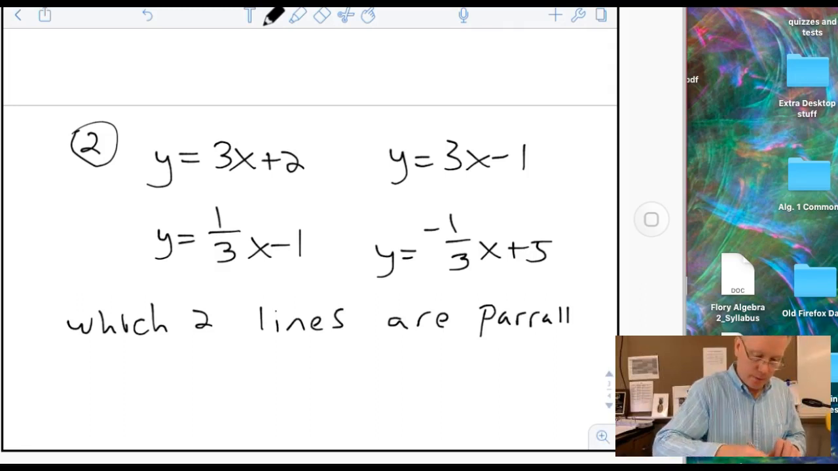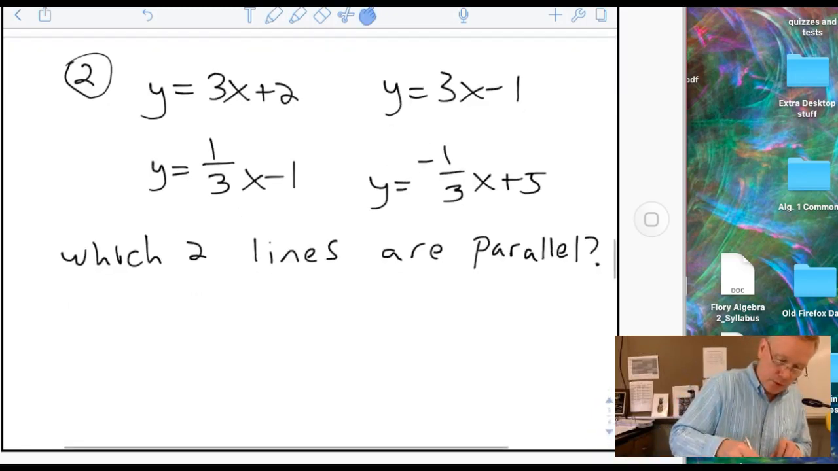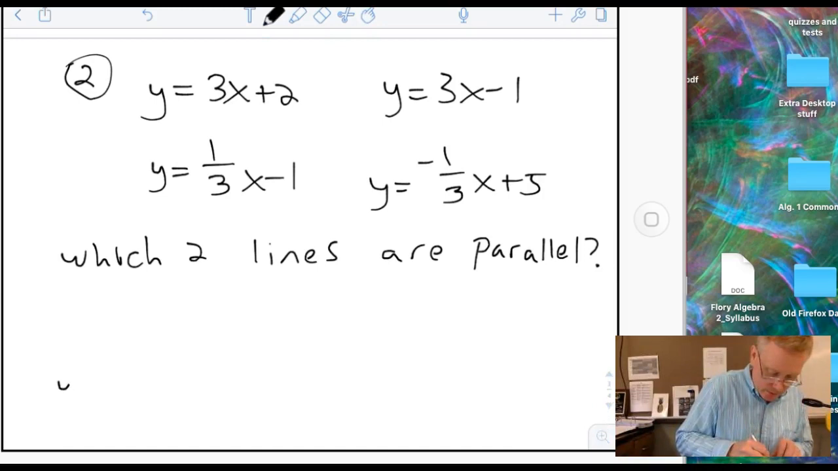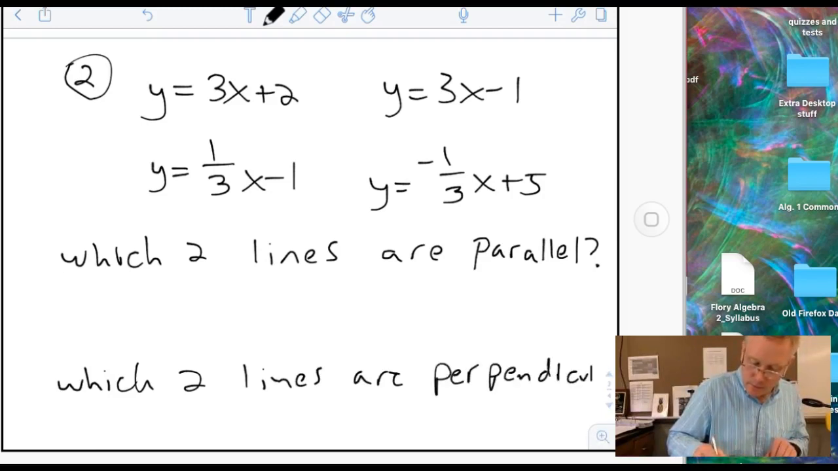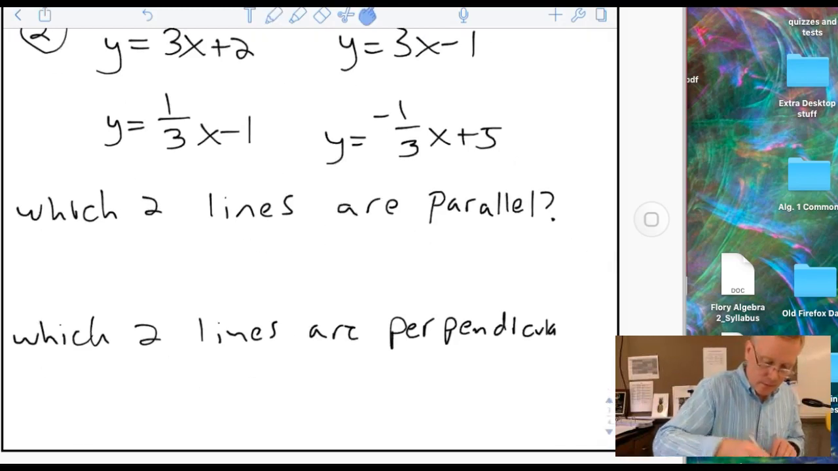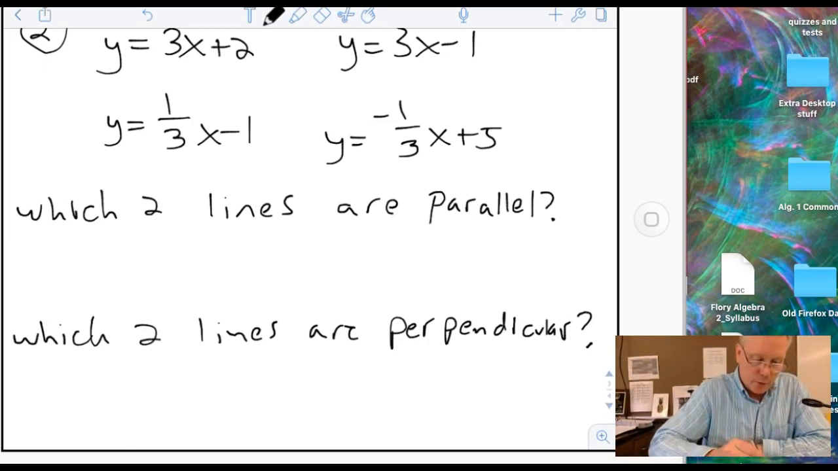Keep spelling parallel. Parallel only has one R. And which two lines are perpendicular? Let's do a you try. Why don't you try this on your own? Hit pause. Okay, so hit pause and come back.